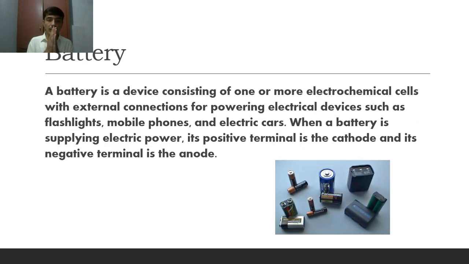Battery. A battery is a device consisting of one or more electrochemical cells with external connections for powering electrical devices such as flashlights, mobile phones, and electric cars. When a battery is supplying electric power, its positive terminal is the cathode, and its negative terminal is the anode.